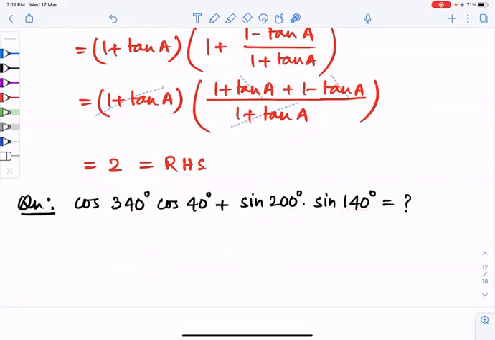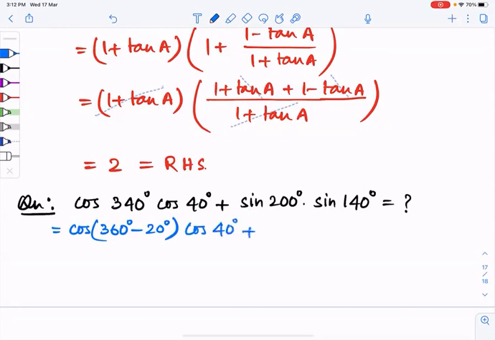Okay. How can I convert 340 degree? I can say that this is equal to cos of 360 degree minus 20 into cos of 40 degree. Let's keep it as 40, plus sin 200 is nothing but sine of 180 degree plus 20 degree, and sin 140 is nothing but sine of 180 degree minus 40 degree.